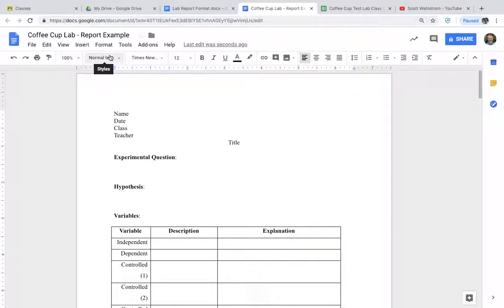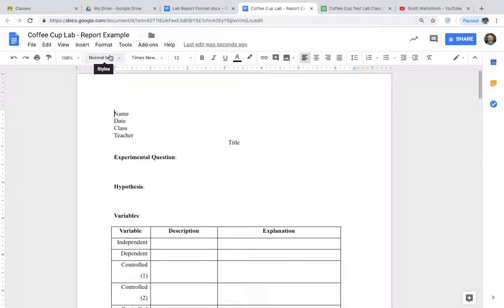Well, hello again. We're here to take a look at how you can complete the lab report for the Coffee Cup Lab. I've put a blank template together, which everyone has shared in Google Classroom, and I'm going to show you a little bit about how you can complete it.